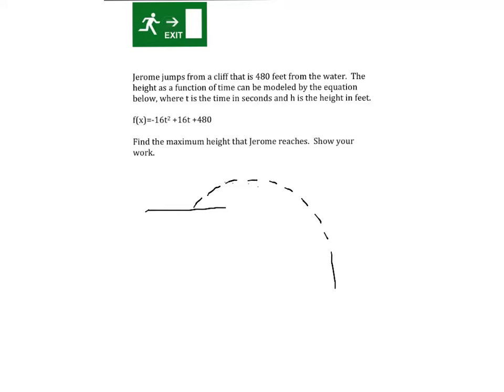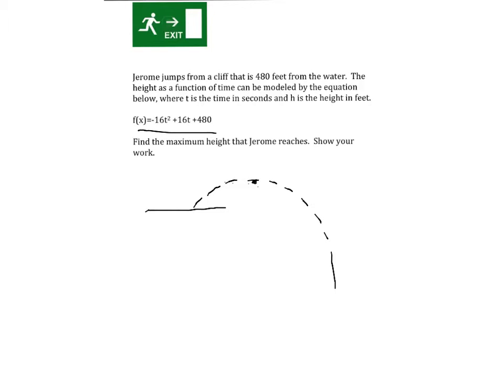It seems like jumping off a cliff and projectiles are something students are more confident with, and in this problem I actually give them the equation. I don't talk about how it's related to projectile motion or how the equation's set up, and I will do that later in this unit. But it says find the maximum height that Jerome reaches. It gave them the actual equation, and I'll talk about what each part of that equation means in a different lesson of this unit.